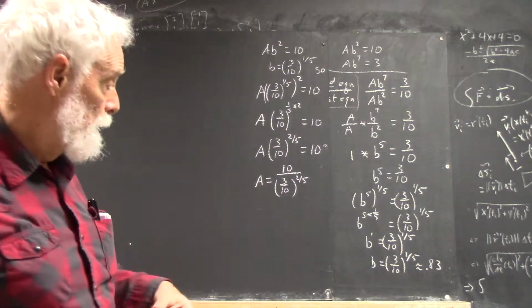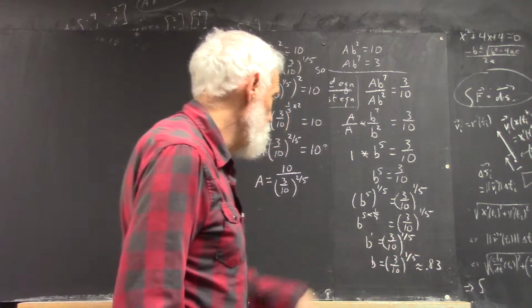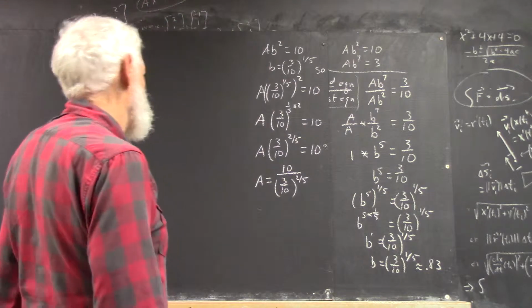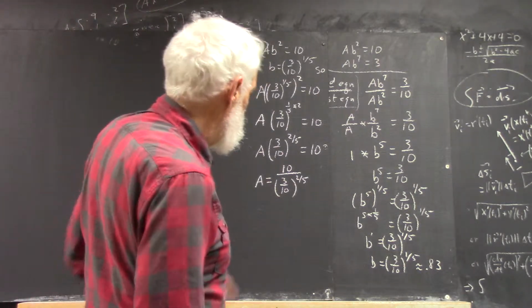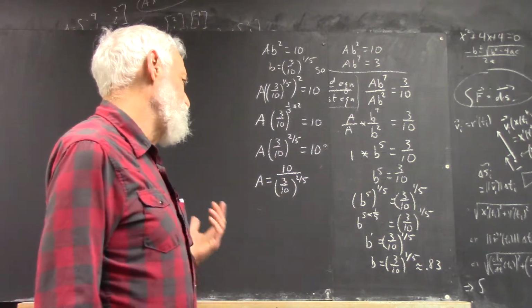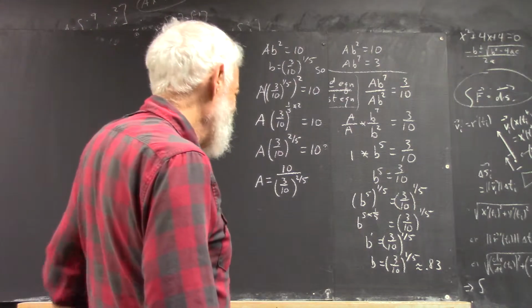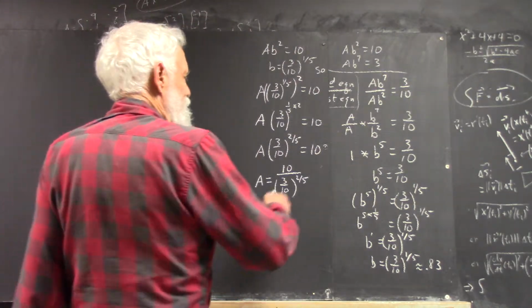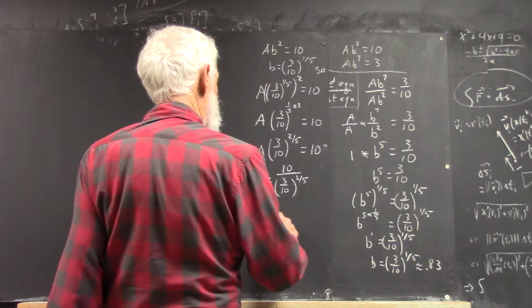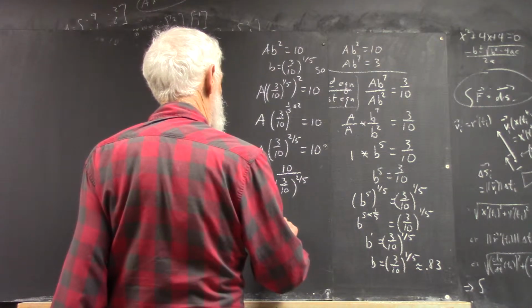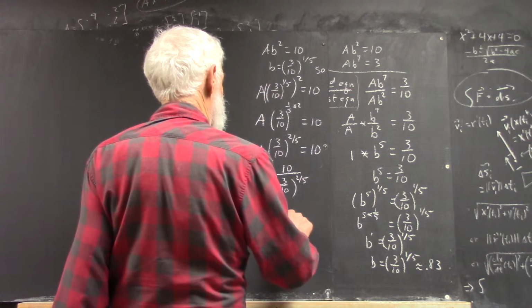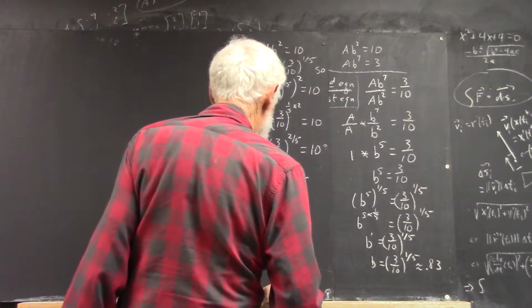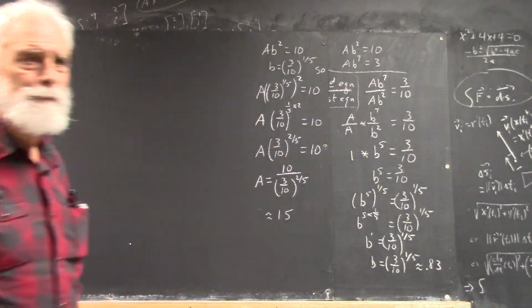Okay, if you got a calculator, punch it in: 3/10 raised to the 1/5. I'm guessing around 0.83. So 3/10 to the 2/5 would be something like 0.689. I don't know. And if so, then that's going to be equal to something around 15, maybe a little less, 13 or 14. Okay?